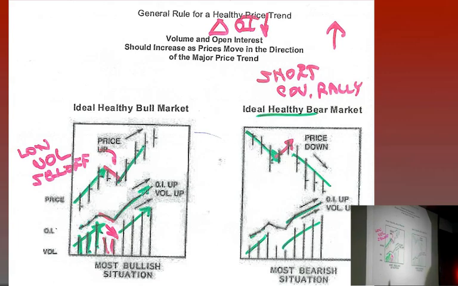And it wouldn't be surprising to see some profit taking by the longs, getting out, and so the open interest would go down. Prices start going back up again. What you want to see is increasing volume and increasing open interest.